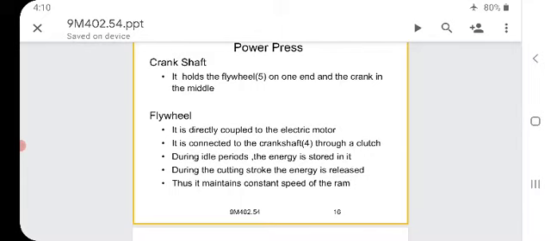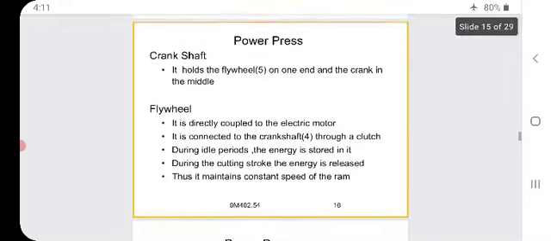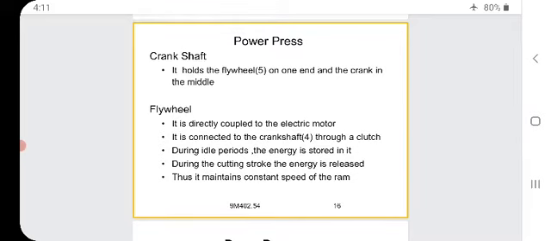Now, in the power press, the flywheel is used to store the energy during the idle periods, and during the running period it will release the energy. This is the main part we have to keep in mind. During the cutting stroke, the energy will get released. So in this way, it maintains the constant speed of the ram.